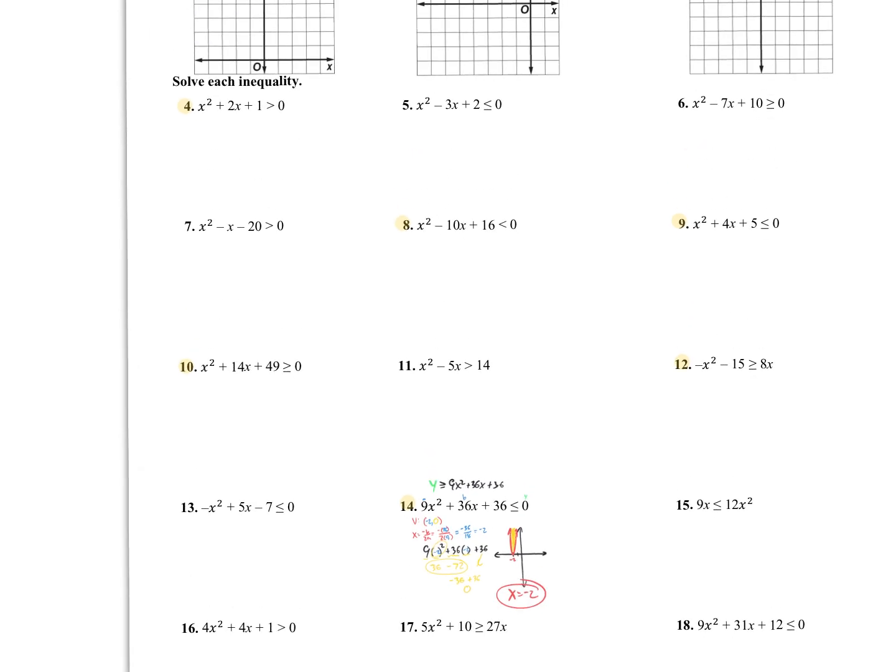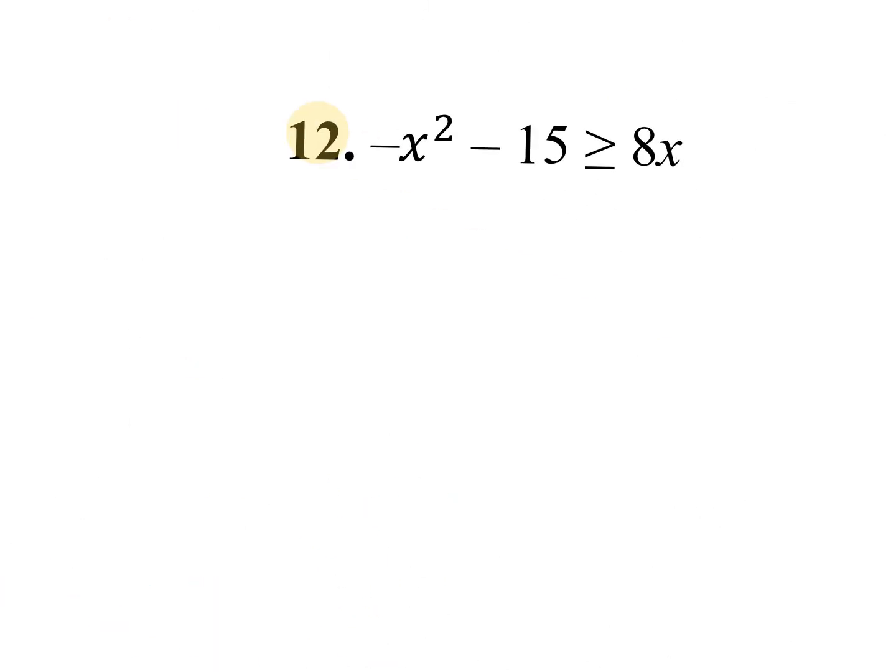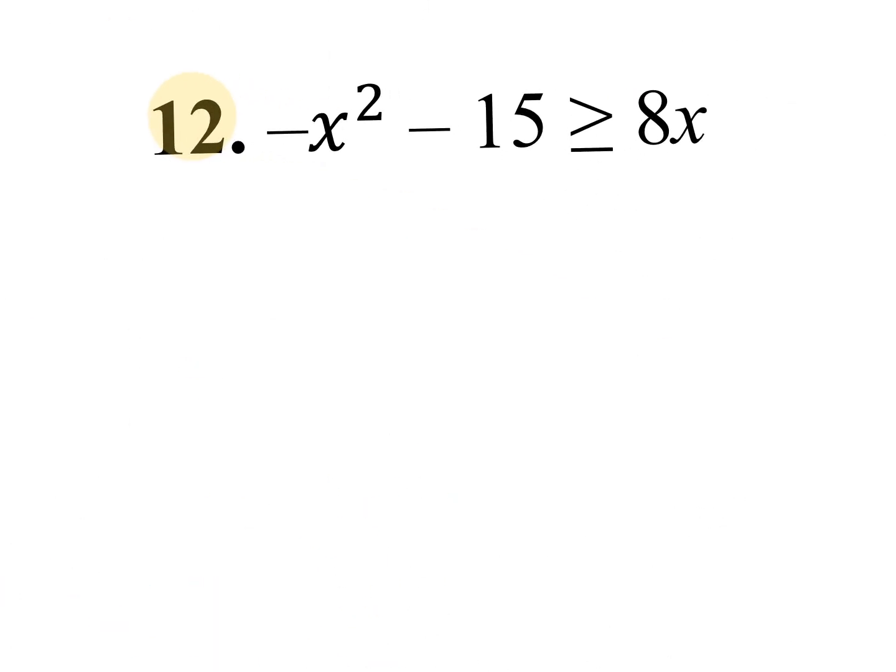What out of the highlighted ones? 4, 8, 9, 12. 12 it is. 12 is a good one. Why? Because it doesn't even have the zero, right? So what should we do? Let's first get the zero there. Subtract 8x.